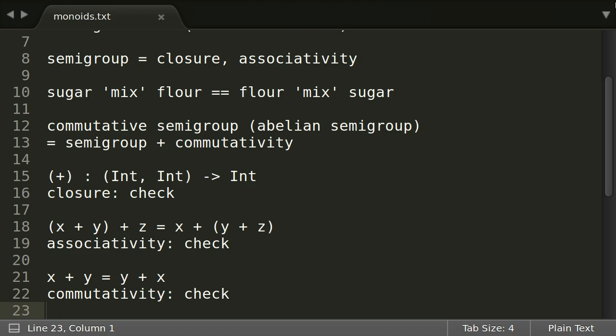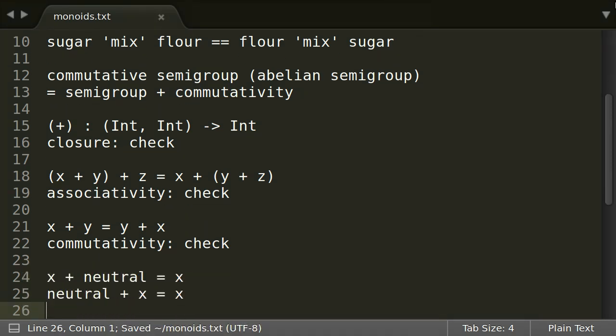But our structure has another property. There is a neutral element that fulfills the following rules. What is this neutral element? Of course it is 0. A semigroup that also has a neutral element is called a monoid. So numbers under addition form a commutative monoid.